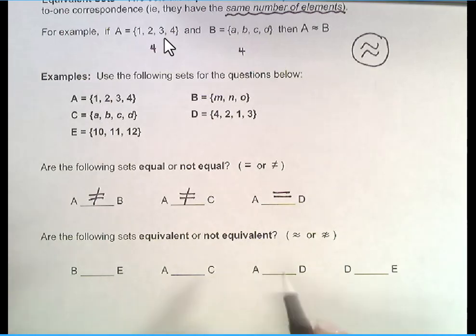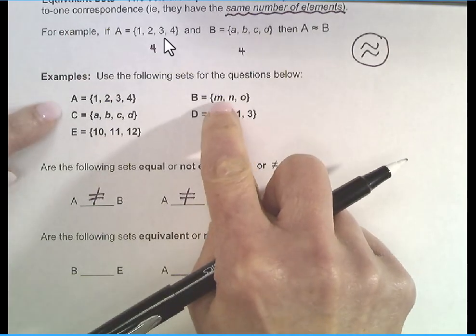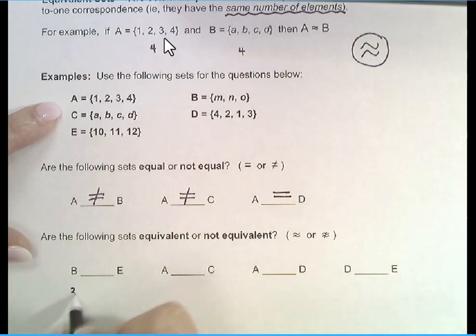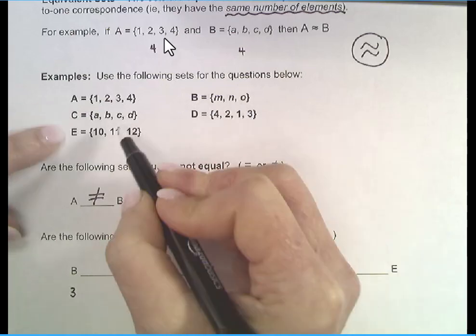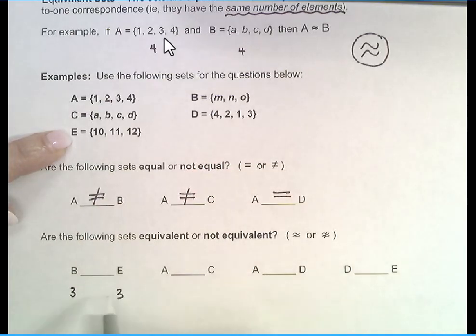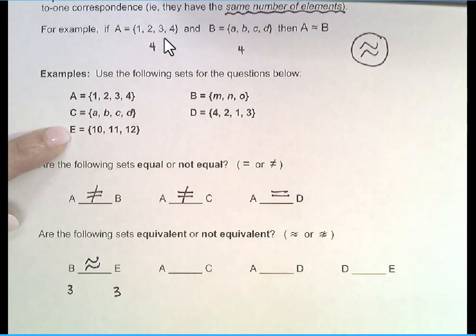How about the same game but equivalent or not equivalent? They have to have the same number of elements. So let's look at B and E. B has M, N, O. B has 3 elements. I'm just going to make a note here. And E has 10, 11, and 12, which also has 3 elements. So they have the same number of elements. They are equivalent.